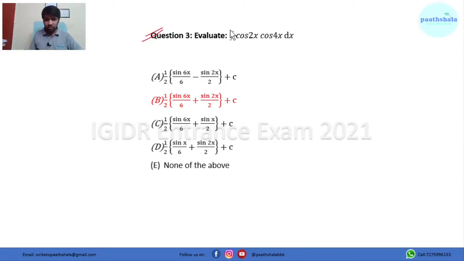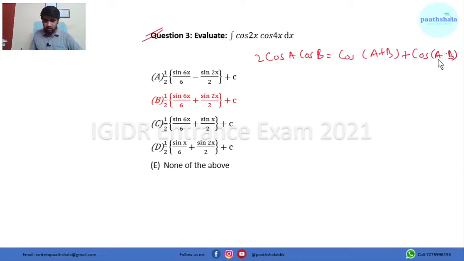In this question, we are going to use the identity. That identity is 2 cos A cos B equals cos (A plus B) plus cos (A minus B).